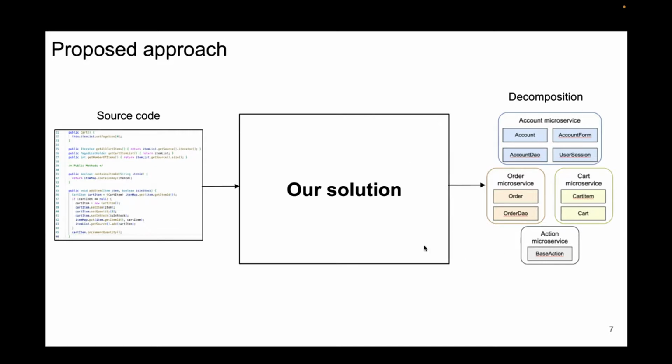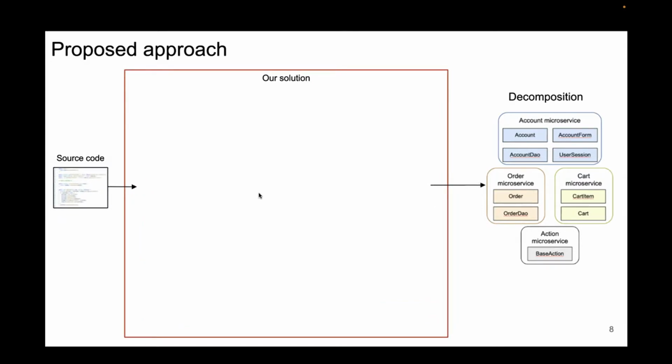Like the previous example, we represent the monolithic application as the set of its classes, and as such the output would be like this, where our approach would produce a decomposition that represents a list of microservices, each containing a set of unique classes. This approach can be split into two major components that work sequentially.